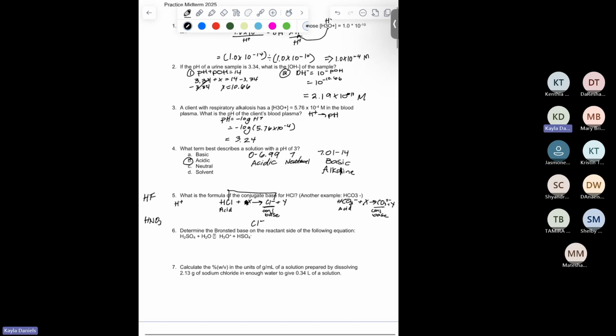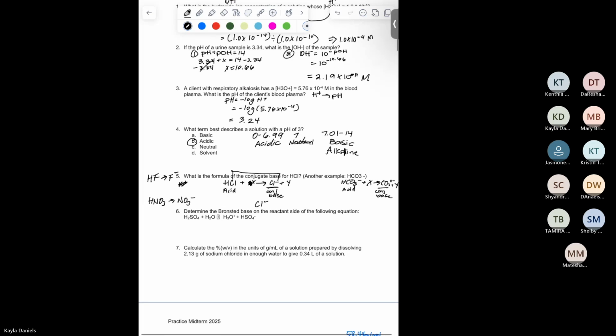All right, so HF, if it's acting as the acid, and we're looking for the conjugate base, we want it to lose a hydrogen. So HF is going to become F minus. HNO3, again, we want it to lose a hydrogen, so it becomes NO3 minus. Does that help?